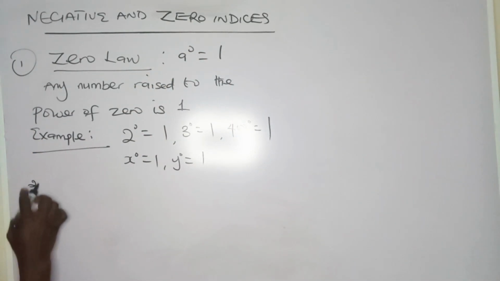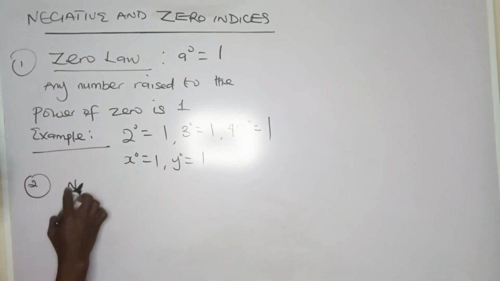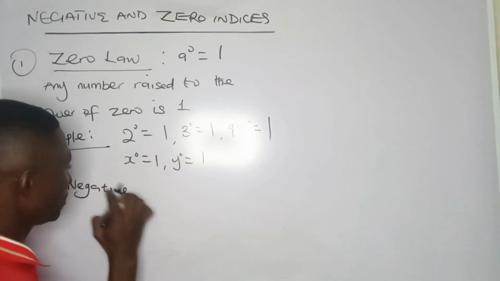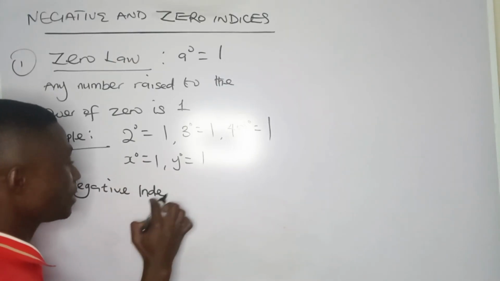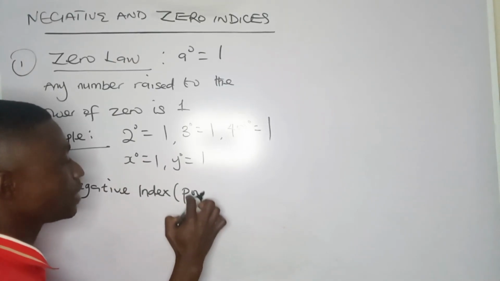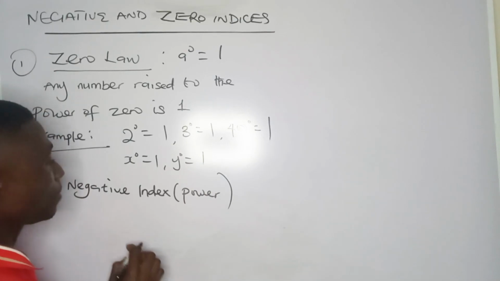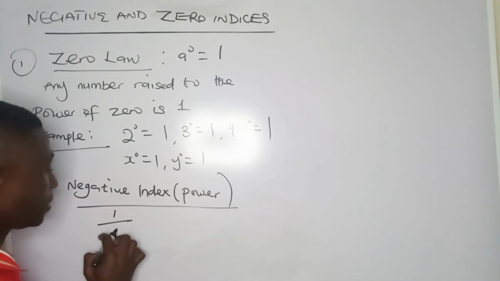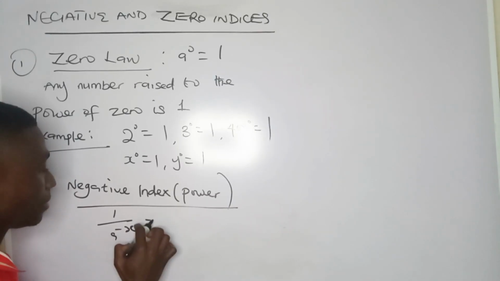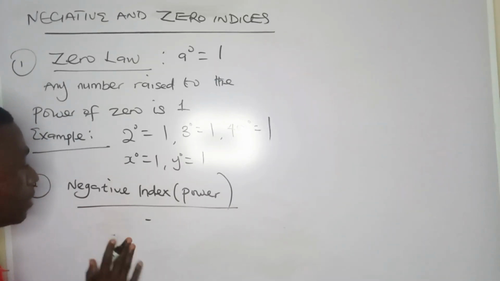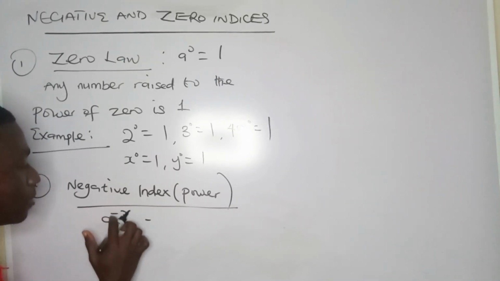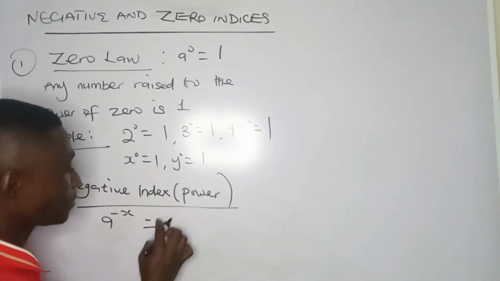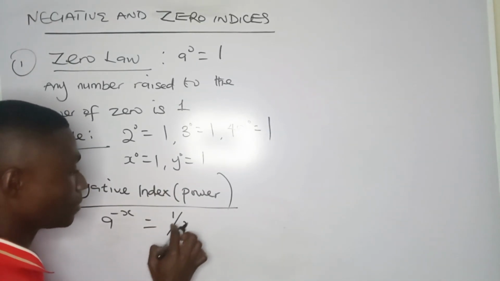So let's consider the second law for today, which is the negative index. When I say negative index, I'm also saying negative power. What this one entails is that a raised to the power of minus x is the same thing as 1 over a to the power of x.